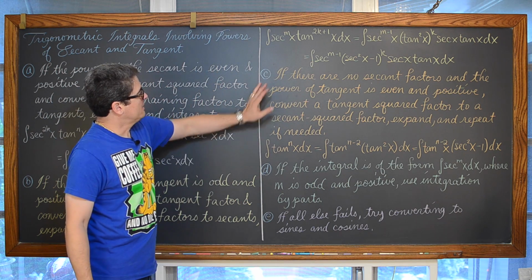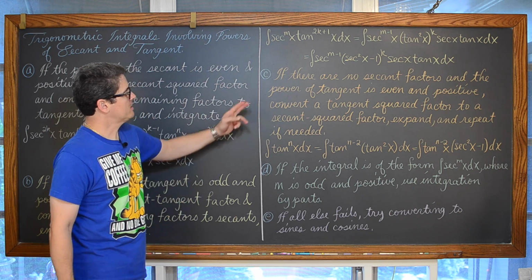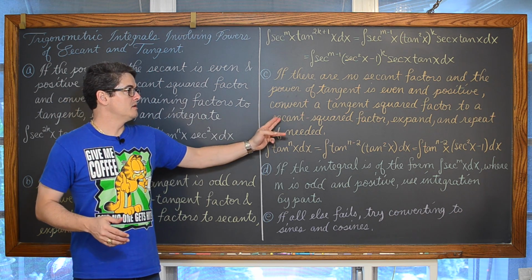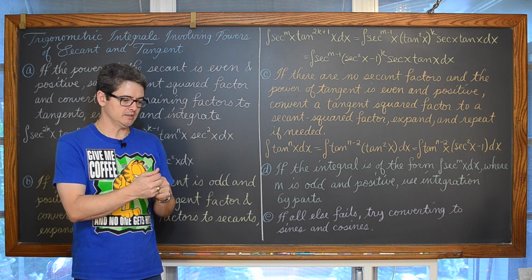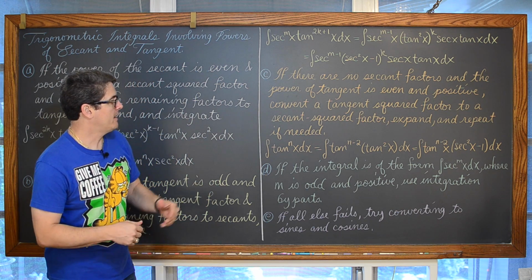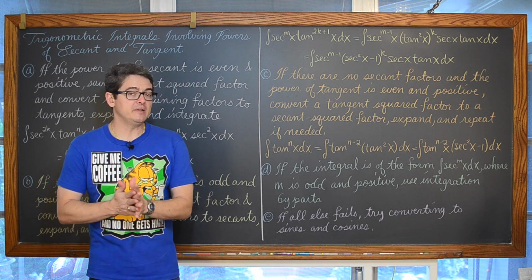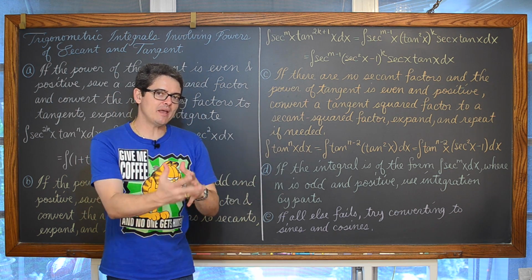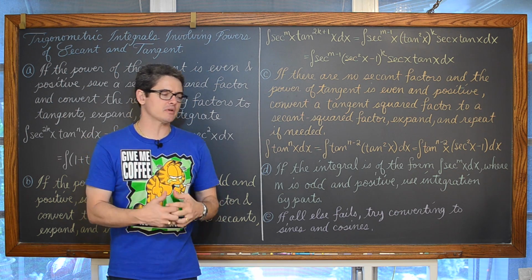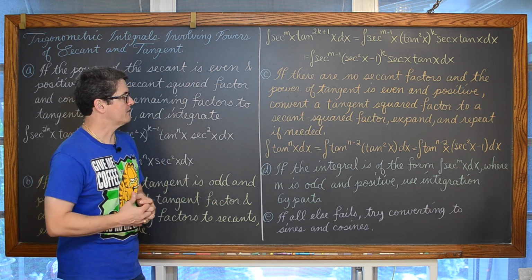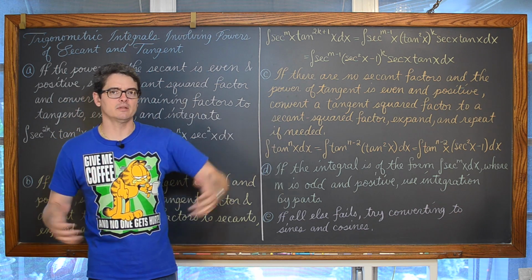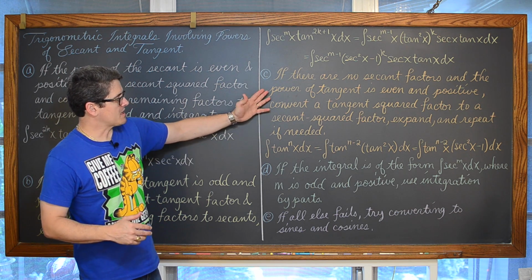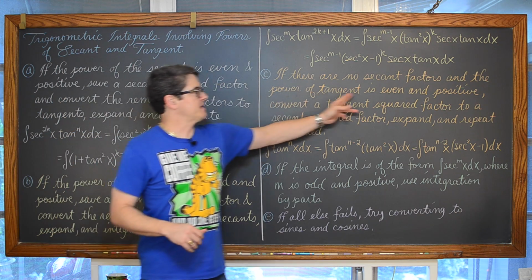If there are no secant factors and the power of tangent is even and positive, convert a tangent squared factor to a secant squared factor, so you have that du or that u prime, and expand and repeat if needed. This repetition here, I want to make up my own examples, not just use the textbook examples, not to have any kind of copyright issues with the books. Plus, why do something that's in our textbook, because it'll be there already. And this guideline about there are no secant factors and the power of tangent is even and positive.